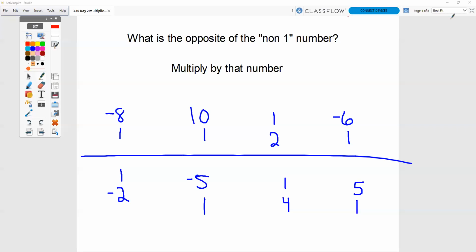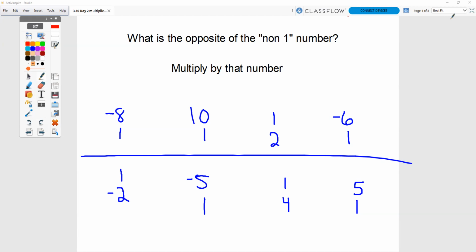This is the video for Math 8, Section 3-10, Day 2, solving systems algebraically by multiplying and then using the elimination method. What you want to look for is the opposite of the non-one number, and then multiply by that number. You're trying to create opposites. Remember, opposites are like a 2 and a -2.